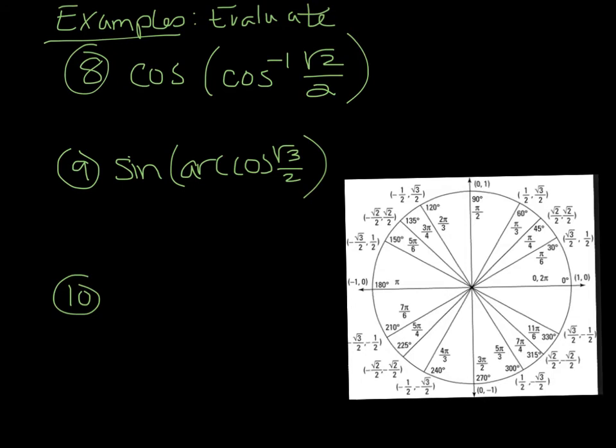So we're going to evaluate a few more things. For number 8, this one, believe it or not, is really easy. So cosine of the inverse cosine of radical 2 over 2 is, guess what? Just going to be radical 2 over 2.